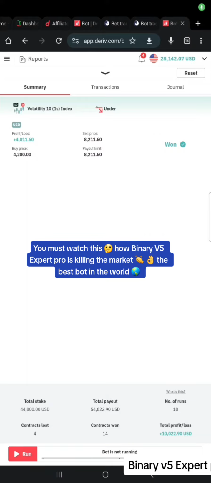This is the best bot in the market, the best of the best. Yes, you can see how we have grown this account, and we have reached a total profit of $10,000 US. This is a live account, guys.